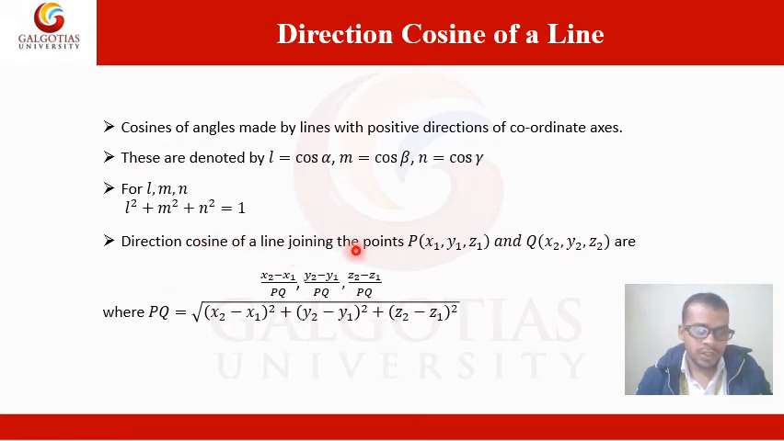The direction cosines of a line joining two points can be given by x2 minus x1 divided by PQ, y2 minus y1 by PQ and z2 minus z1 by PQ, where PQ is the position vector. That means the magnitude of your position vector, that is, the square root of (x2 minus x1) whole square plus (y2 minus y1) whole square plus (z2 minus z1) whole square, is given by the Euclidean norm.